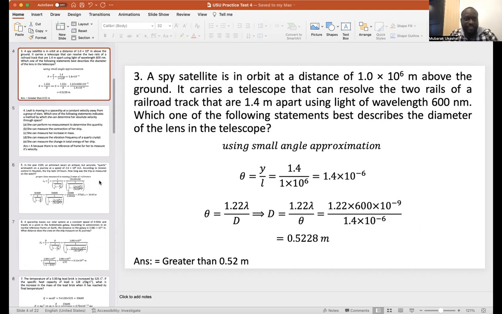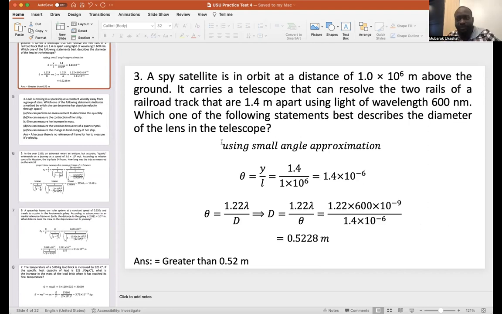Problem 3 says a spy satellite is in orbit at a distance of 1 times 10 to the 6 meters above the ground. It carries a telescope that can resolve the 2 rails of a railroad track that are 1.4 meters apart using light of wavelength 600 nanometers. Which one of the following statements best describes the diameter of the lens in the telescope? So we're going to use the small angle approximation. So usually this is tan theta equals y over L that we did in the last example. But here in the small angle approximation, tan theta equals theta.